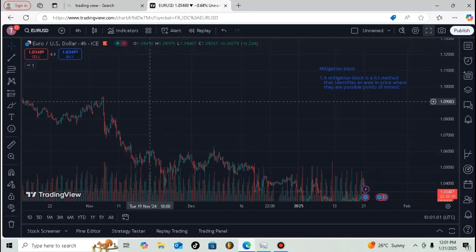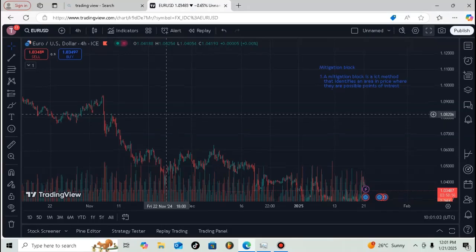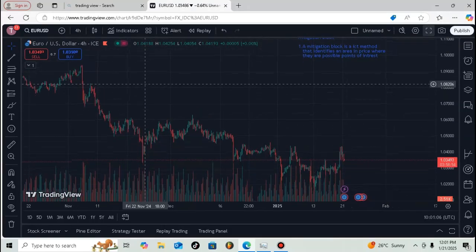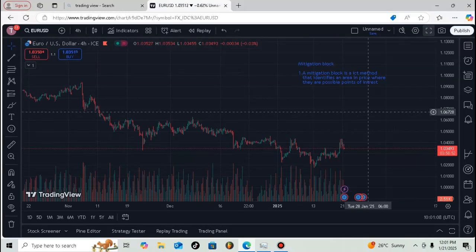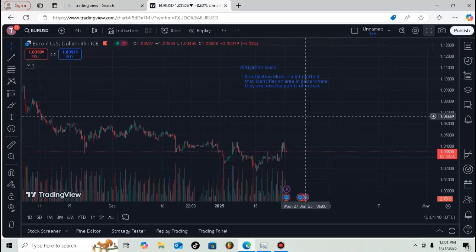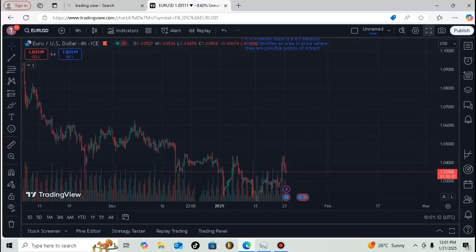Today we'll be looking at the mitigation block. Now, what is the mitigation block?